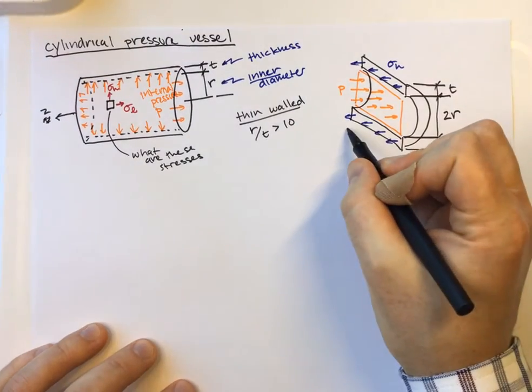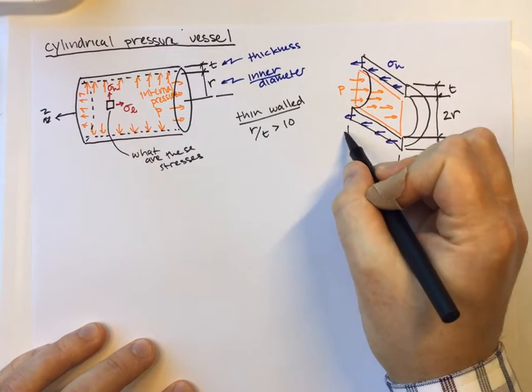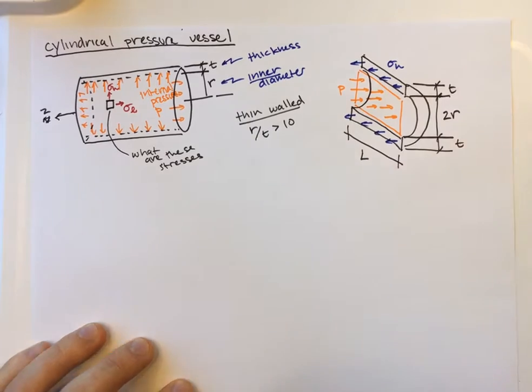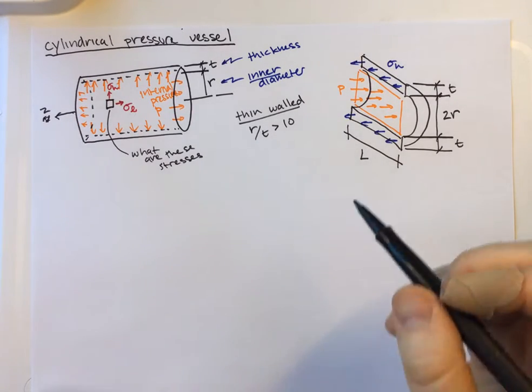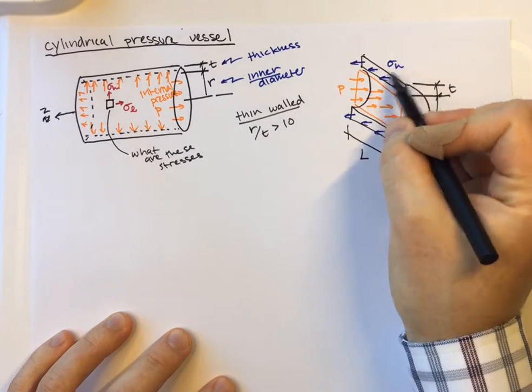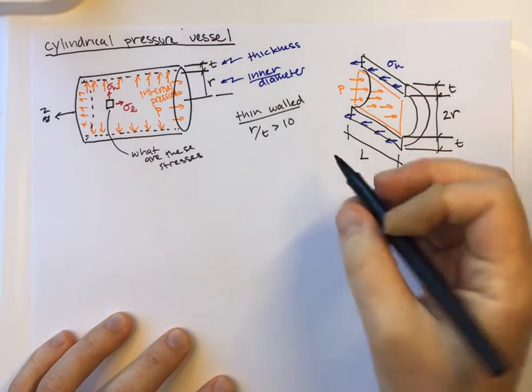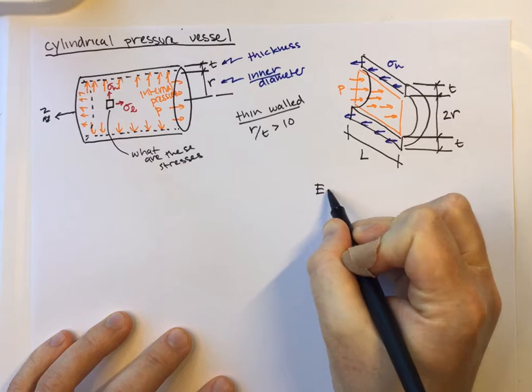The last thing we need is some length, and it doesn't necessarily matter what length you choose, so I'm just going to give it a name, L, for now. And what we can do there is figure out the stress that we want, which is sigma H, from equilibrium. So let's look at equilibrium of this guy.